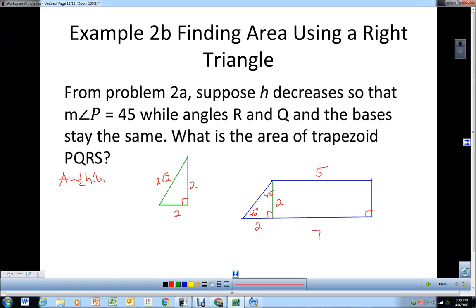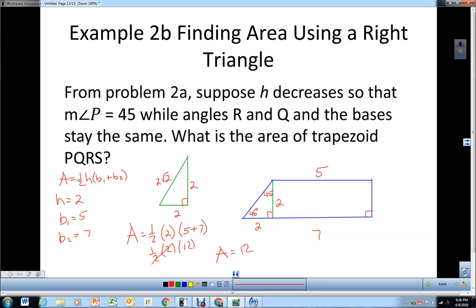As we write our formula down, we get 1/2 height times base 1 plus base 2. So our height is equal to 2, base 1 is 5, base 2 is equal to 7. So area is equal to 1/2 our height of 2, and we know 5 plus 7 is going to give us 12 from the last problem. So we get 12 times 2 times 1/2. 2 cancels, which leaves us with an area of 12.